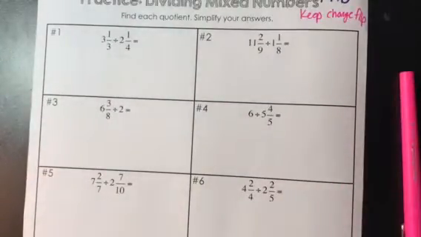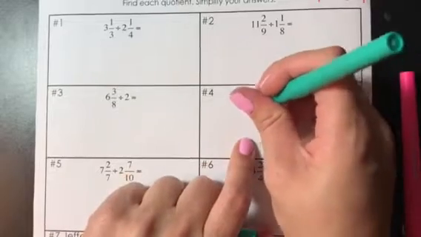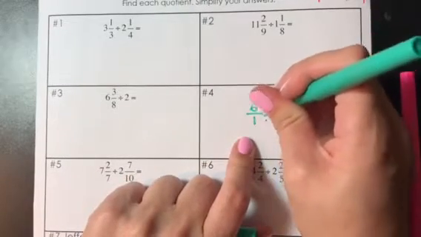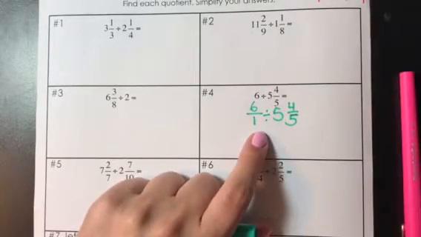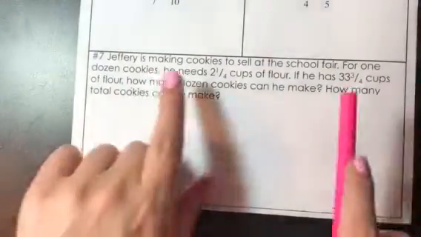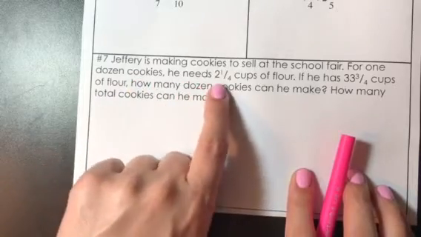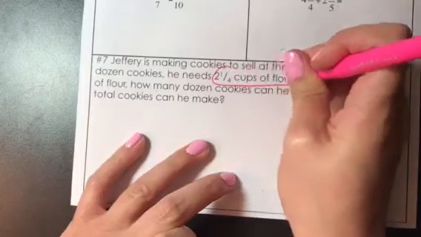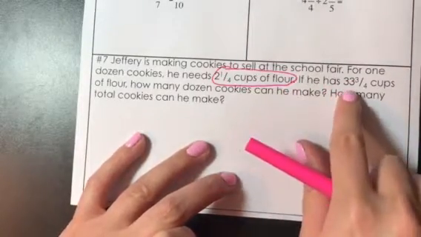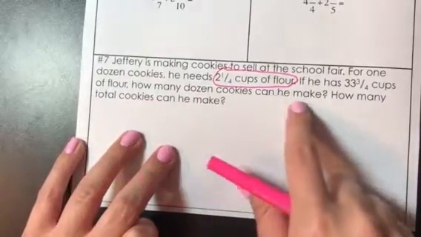One thing I want to point out, on number 4, there's a whole number. 6 written as a fraction would be the same as 6 over 1 divided by 5 4/5. Don't want any confusion there, so make sure you have this. One more thing, we're going to scroll on down to number 7. Jeffrey is making cookies to sell at the school fair. For 1 dozen cookies, he needs 2 1/4 cups of flour. I'm going to circle this piece of information. If he has 33 3/4 cups of flour, how many dozen cookies can he make?